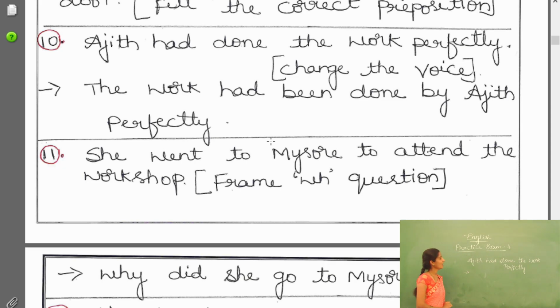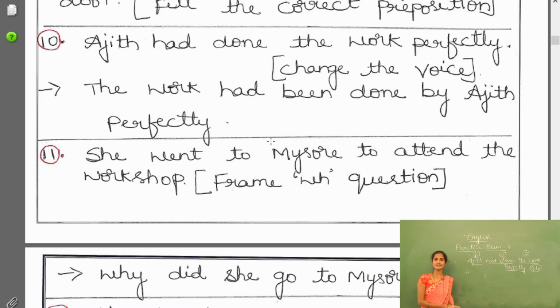classes already. So when you are converting the statement into the passive form, first of all, you have to look at the subject, verb and the object. The very first thing here is Ajit is the subject, correct? The work is the object. Had done, it is the verb. Perfectly, it is an example for adverb. Okay.